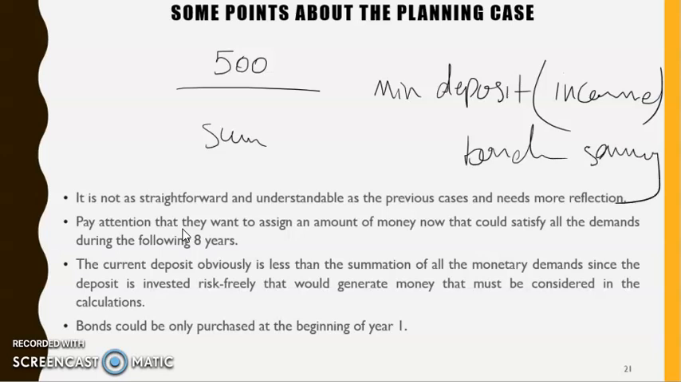So you need to just figure out how to distribute this money among these investment options to get the most out of them. And another point that is very important is that bonds could be only purchased now at the beginning of year one. In fact, you are not going to trade the bonds. You buy the bonds now, you invest in them, but you can change the amount of money you put in the saving accounts. Let's do it together.